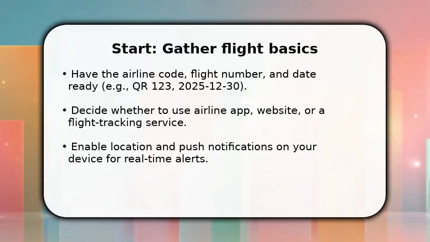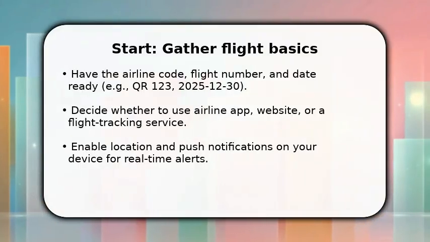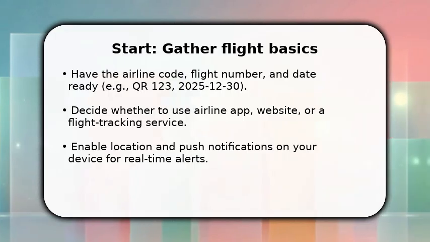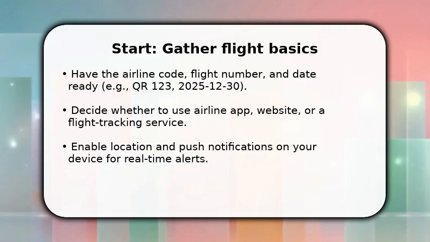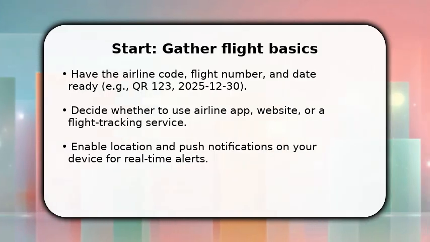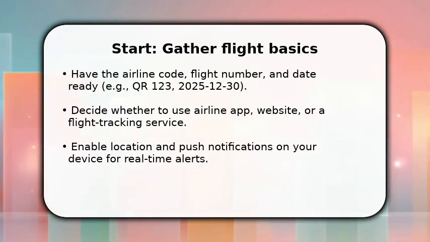You begin by grabbing the essentials: the Qatar Airways flight code and number, plus the exact date. Open the Qatar Airways app first because it provides official status and gate info. Log in if you have a booking. If you prefer a tracker app, install it and allow notifications and location access now.